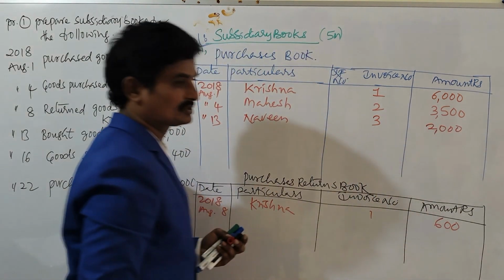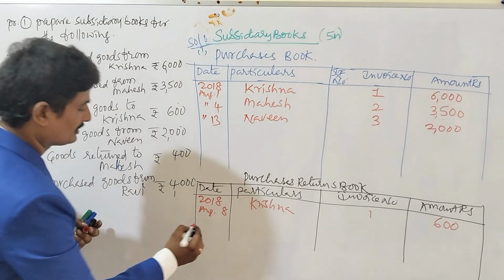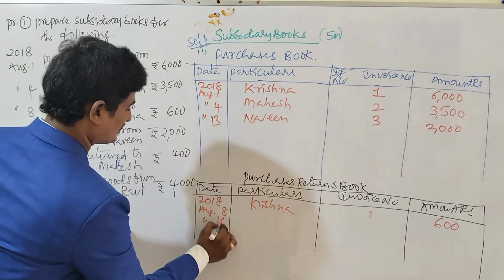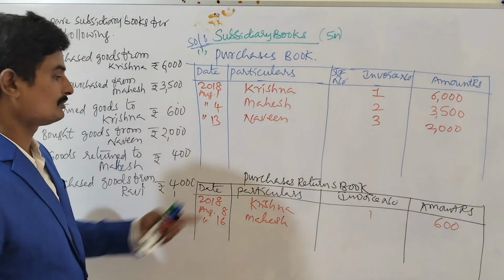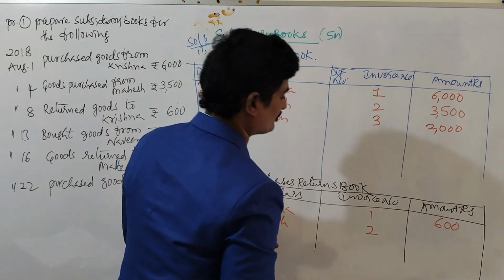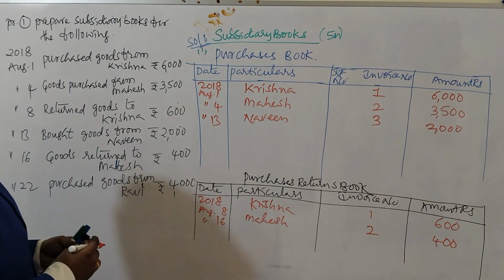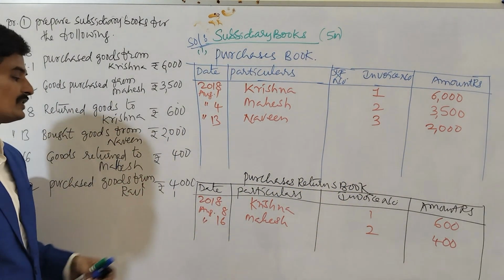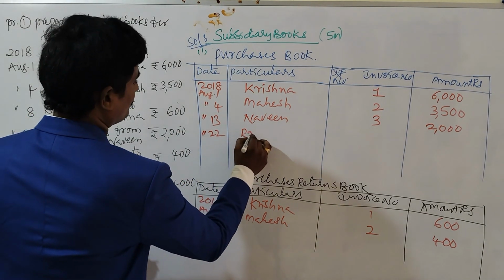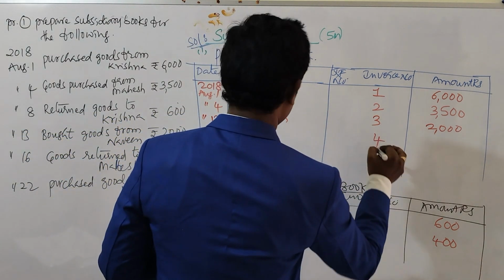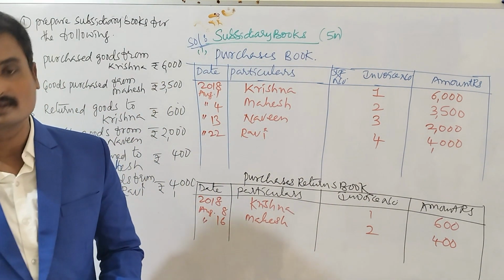Okay, so simple children. And next, 16th, goods returned to Mahesh. Returned means again it is the purchase return book. On 16th we are returning to Mahesh, so write Mahesh's name in the particulars column, give serial number 2 in invoice number and 400 in the amount column. And next, 22nd, purchased goods from Ravi. Here we are purchasing goods from Ravi, so give serial number 4 and the amount is 4000. So simple children, right?